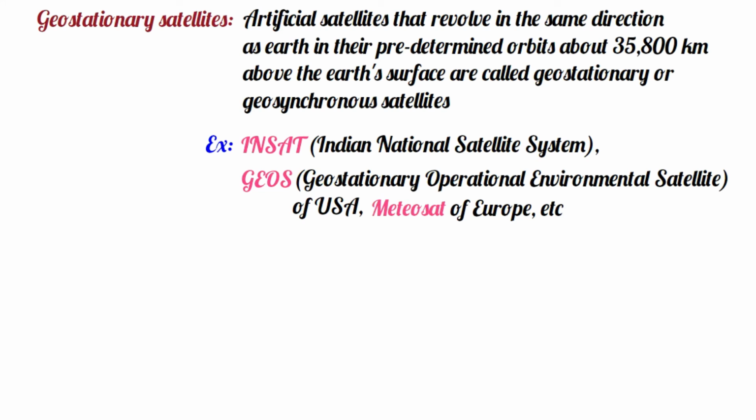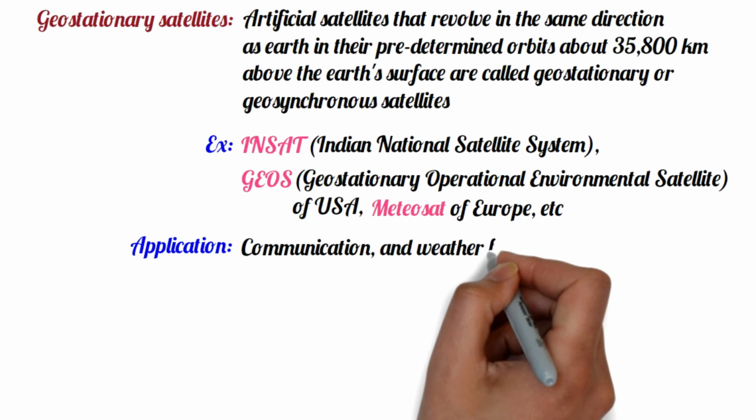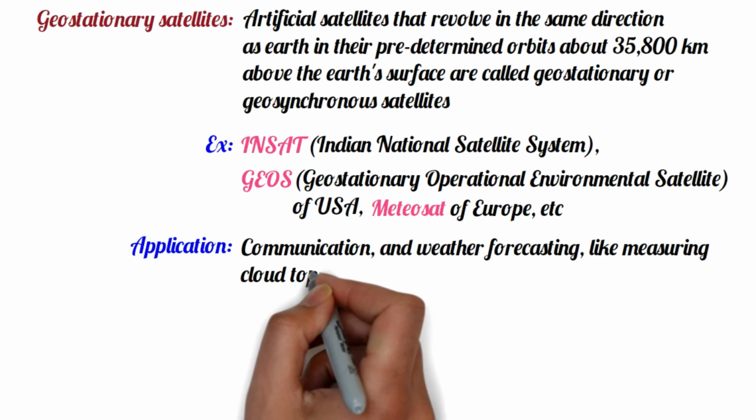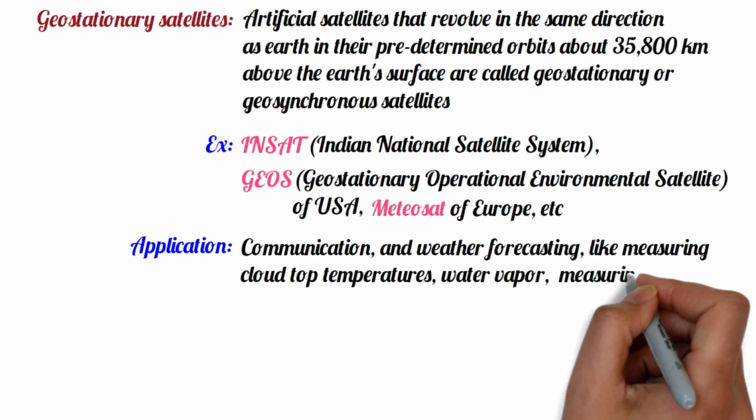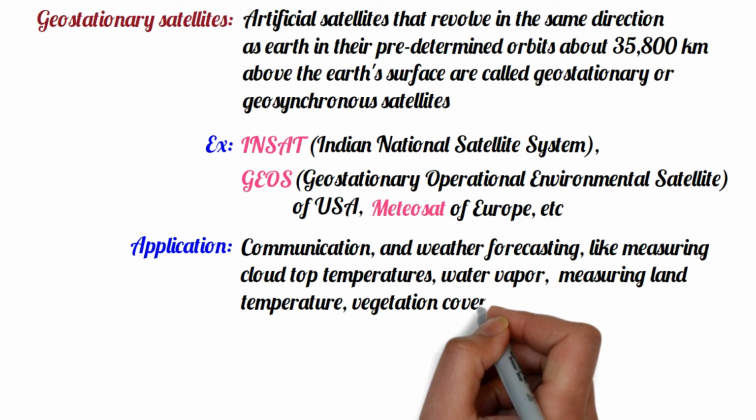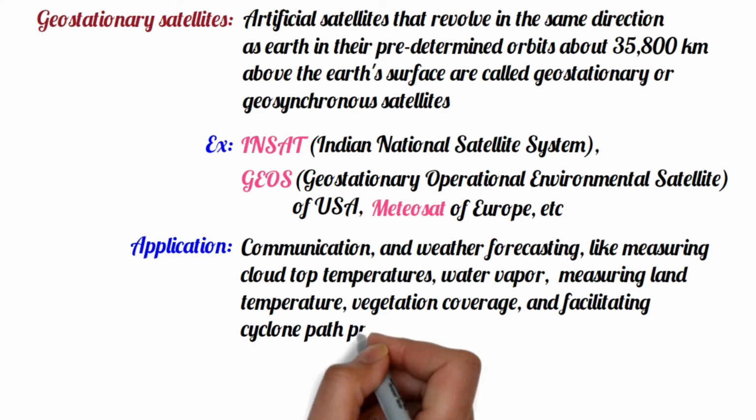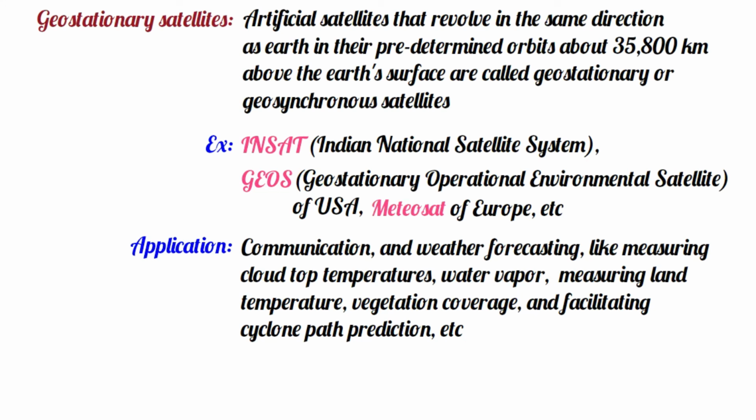These are high-orbit satellites. Basically, they are used for communication and weather forecasting, like measuring cloud top temperatures, water vapor, measuring land temperature, vegetation coverage, and facilitating cyclone path prediction, etc. Polar satellite.